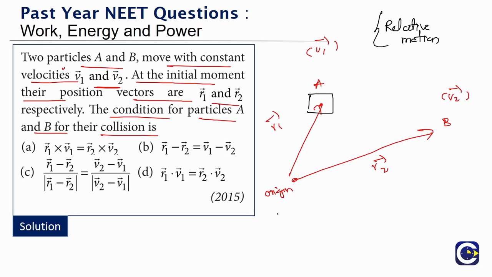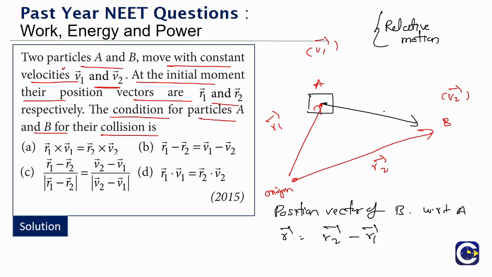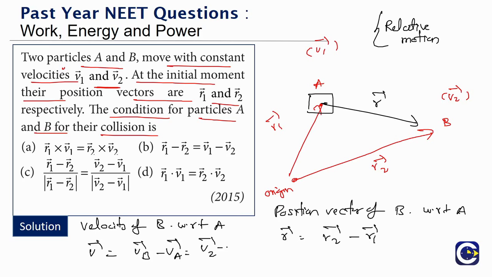At that initial instant, the position vector of B with respect to A, let us call it r bar. What is the position vector of B with respect to A? It will be position vector of B minus position vector of A. So this is the r bar. Now we look at the velocity of B with respect to A. Let us call it the relative velocity. It will be velocity of B minus velocity of A. Velocity of B is v2, velocity of A is v1, so it will be v2 minus v1.